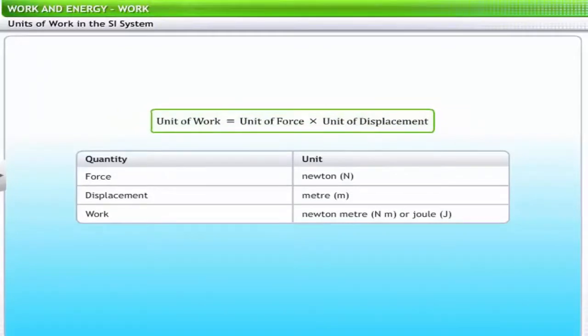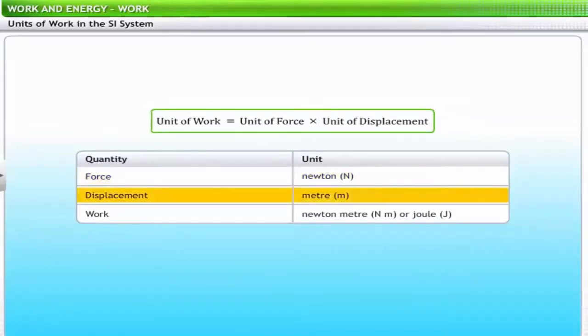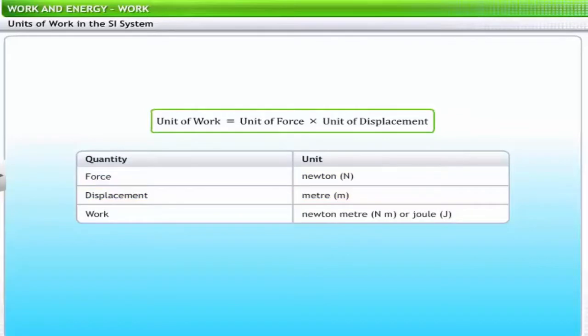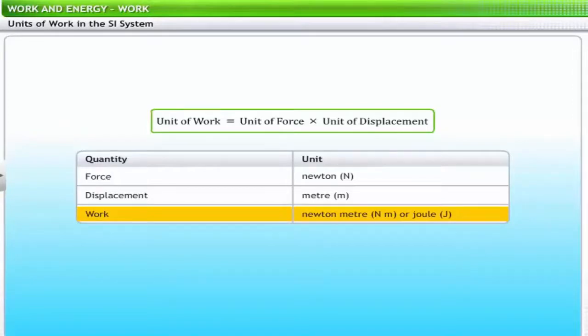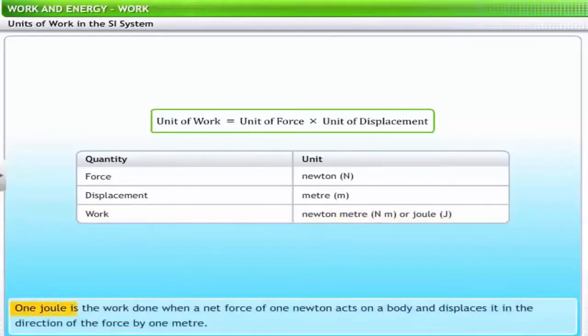In the SI system, the unit of force is expressed in Newton and the unit of displacement is expressed in meters. Therefore, the unit of work is Newton meter. In honor of the scientist James Prescott Joule, 1 Newton meter is referred to as joule, denoted by the letter J. Thus, 1 joule is defined as the work done when a net force of 1 Newton acts on a body and displaces it in the direction of the force by 1 meter.